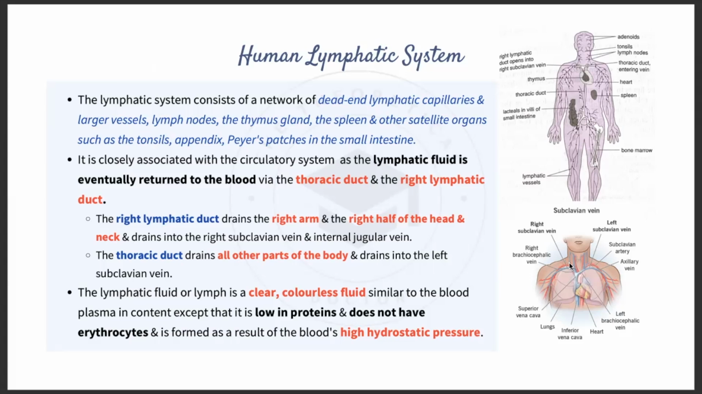The lymphatic fluid or lymph is a clear and colorless fluid similar to blood plasma, except that it is low in proteins and does not have erythrocytes. It does not have red blood cells. It is formed as a result of the blood's high hydrostatic pressure.